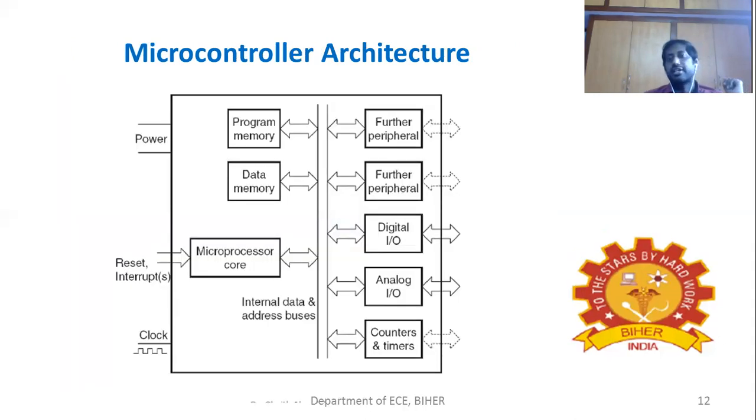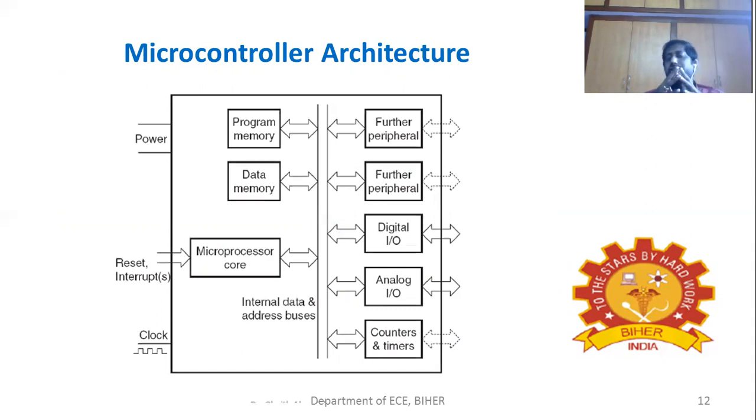So this is the architecture of a microcontroller. A power unit is there. Normally it is powered by a 5-volt supply. And then program memory is there, data memory is there. Program memory is used to store our application code and constant data, and data memory is used to store variable data.